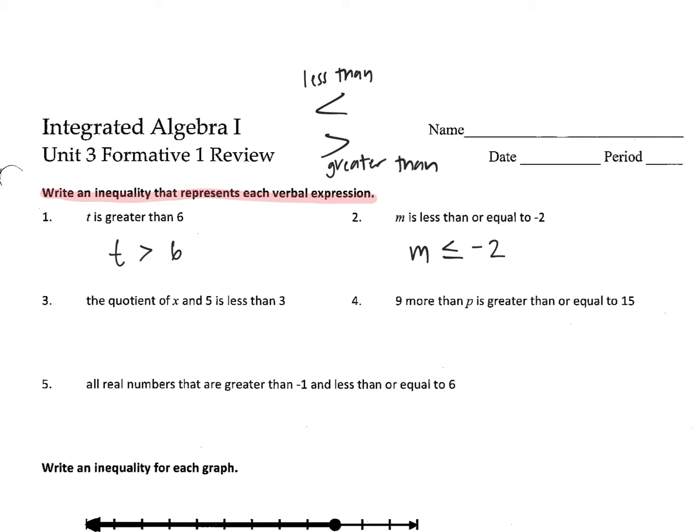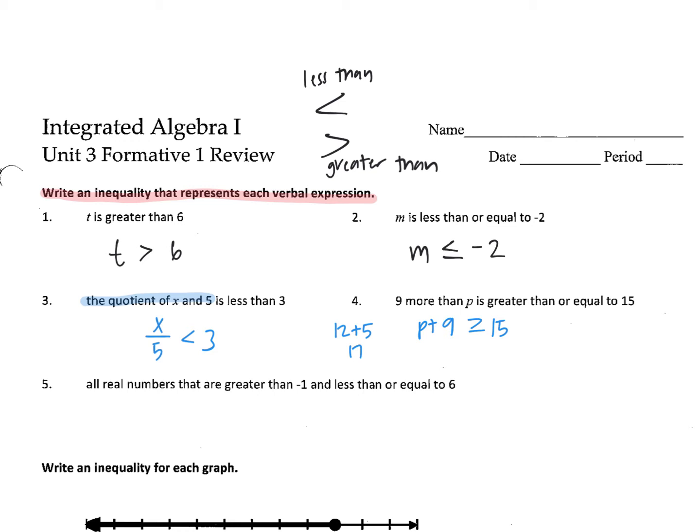3 and 4 get a little tricky because there's not just one thing on the left side. There's more than one. It says the quotient of x and 5, which means division. Quotient is division, so x divided by 5 is going to be less than 3. And number 4 says 9 more than p. Well, if I have 5 more than 12, that'd be 12 plus 5, which would be 17. So to write 9 more than p, I'm going to write p plus 9 is greater than or equal to 15. And you could have also had 9 plus p, that would work too.